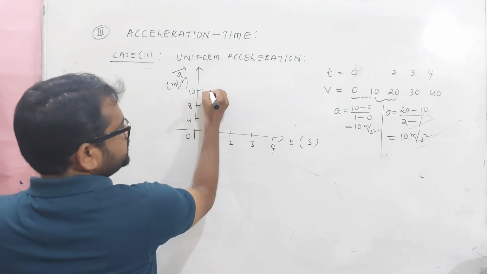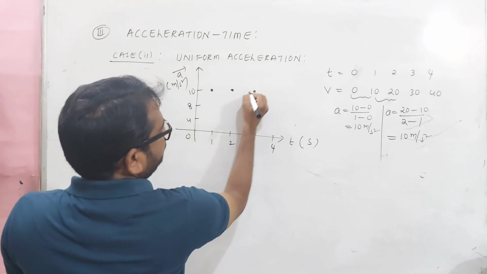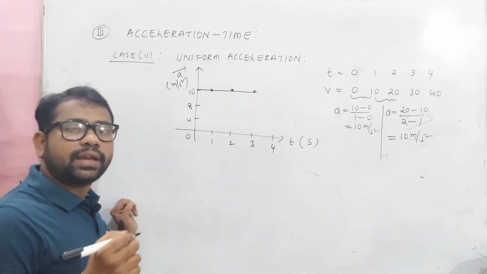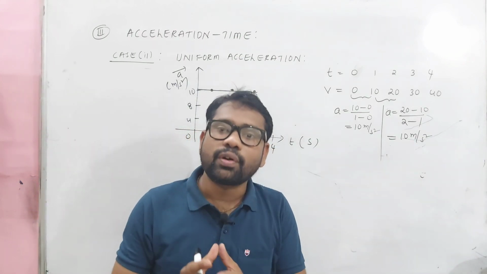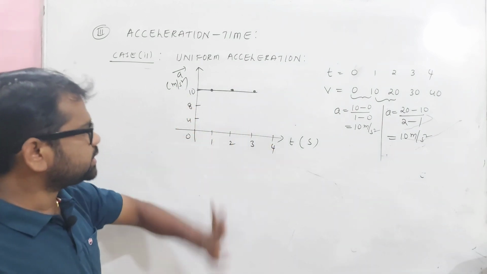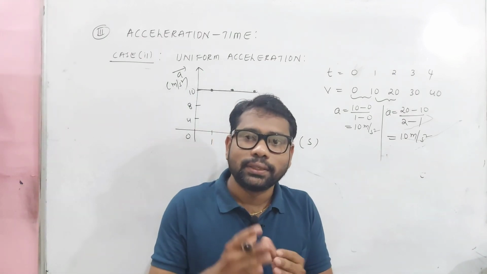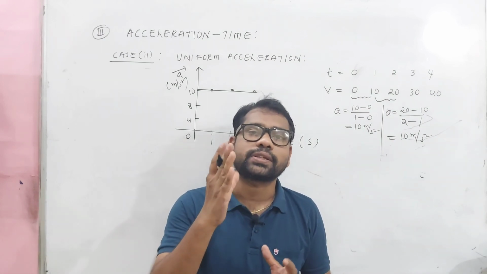It means after 1 second it is 10 meter per second square only. After 2 seconds, after 3 seconds, the same. Which means we get a straight line parallel to the time axis. Children, whenever the body is moving with a uniform acceleration, we get a straight line which is parallel to the x-axis. But children, as we know, the area under the acceleration time graph gives velocity.